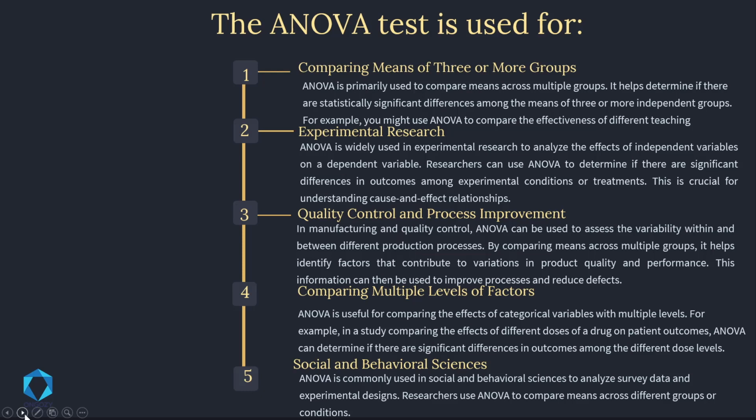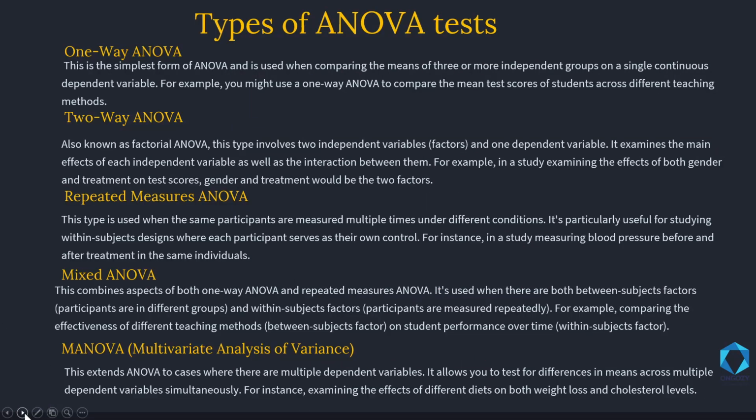Social and behavioral sciences. ANOVA is commonly used in social and behavioral sciences to analyze survey data and experimental designs. Researchers use ANOVA to compare means across different groups or conditions. That is how we use ANOVA. Then let's look at types of ANOVA tests.